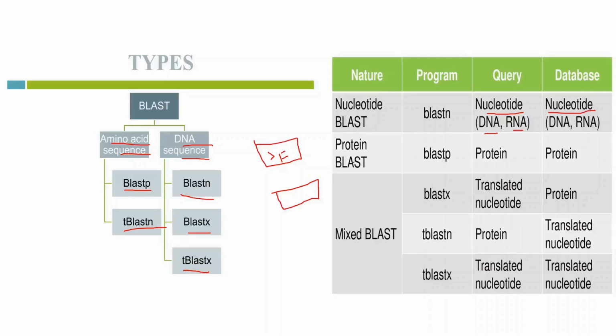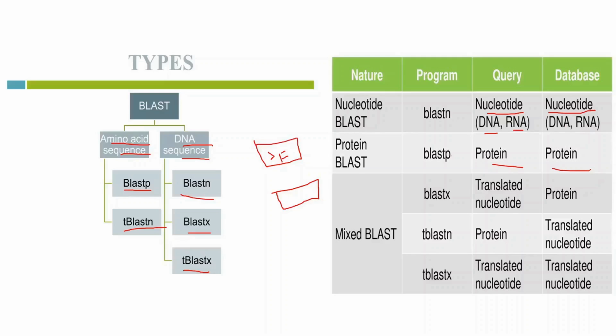The second one is BLAST P. This is the simplest form of BLAST. In BLAST P, the query sequence is protein and the database is also protein. In the case of BLAST N both things are nucleotide, and in the case of BLAST P both things are protein. To remember: N denotes nucleotide, so both are nucleotide; P denotes protein, so both are protein.